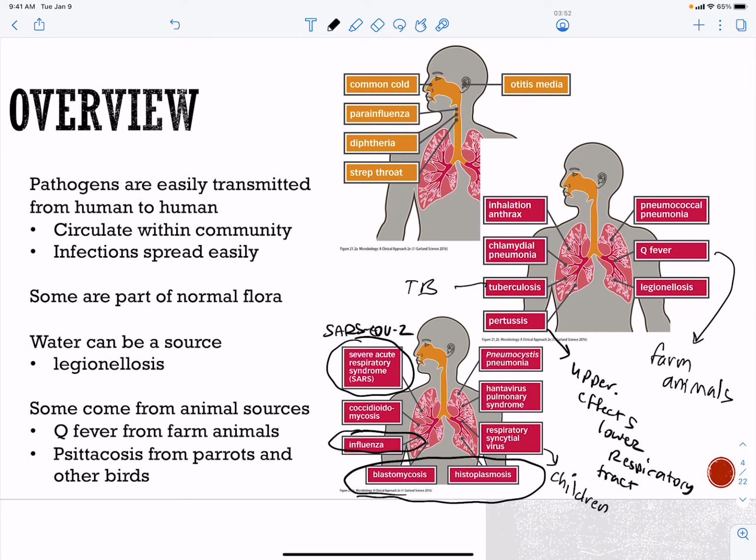Now, we also have psittacosis. Psittacosis is going to be from parrots or other birds, so people who have parrots as pets can come down with a pneumonia caused by psittacosis.